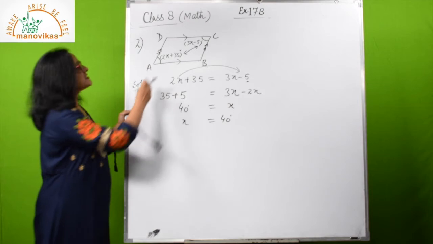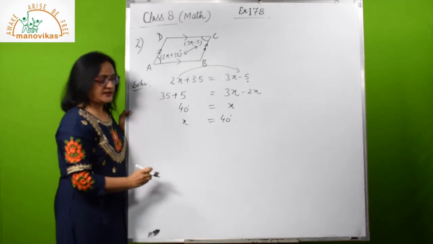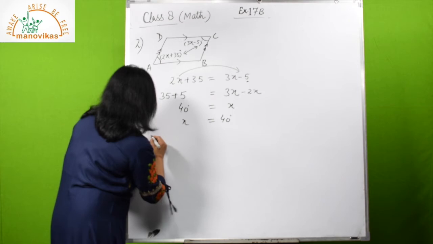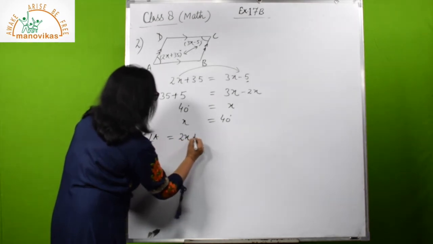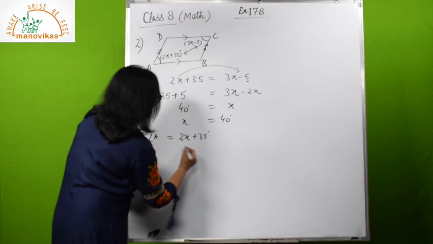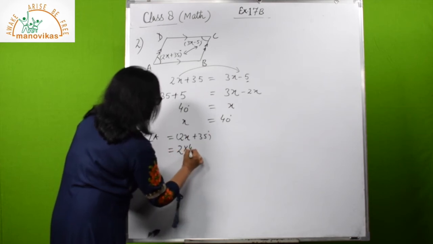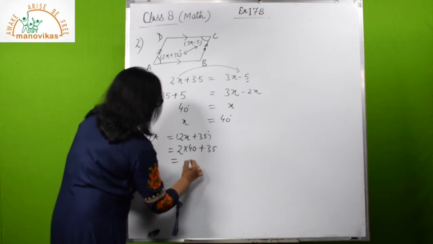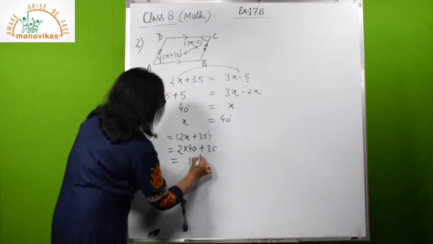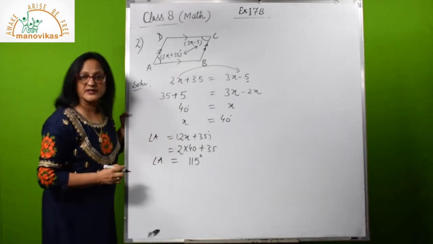Now if you put this value of x here, you will get the measure of angle A. Let's substitute the value. So angle A is equal to 2x plus 35 and x is equal to 40. So 2 into 40 plus 35. This is equal to 115 degree. So angle A we got as 115 degree.